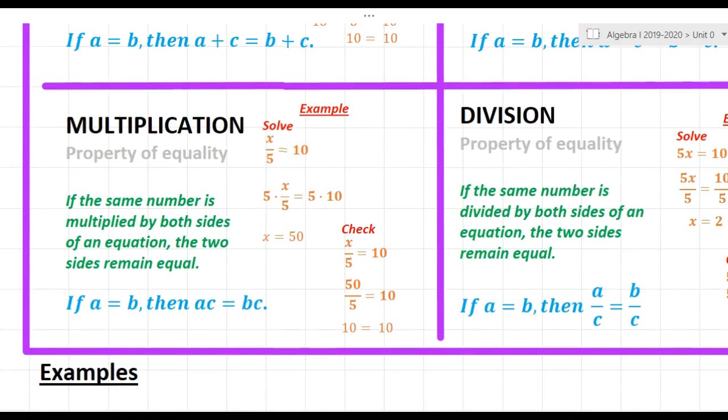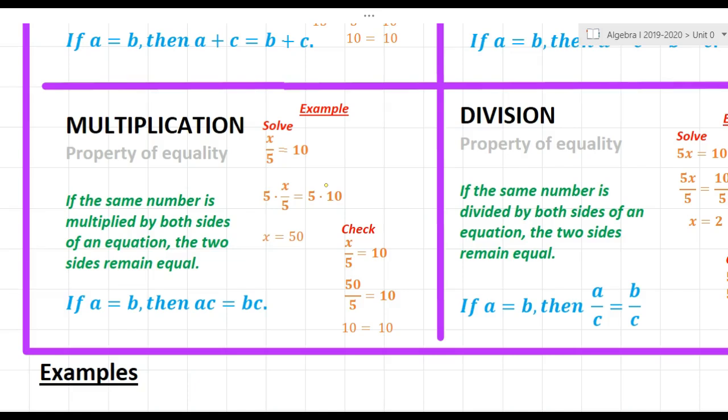Multiplication property. If the same number is multiplied by both sides of an equation, the two sides remain equal. If A equals B, then A times C equals B times C. Example. I have x divided by 5 equals 10. If I multiply both sides by 5, then on this side I get 5 divided by 5, which is 1. And on the right-hand side I have 5 times 10, which is 50. So I get x equals 50.